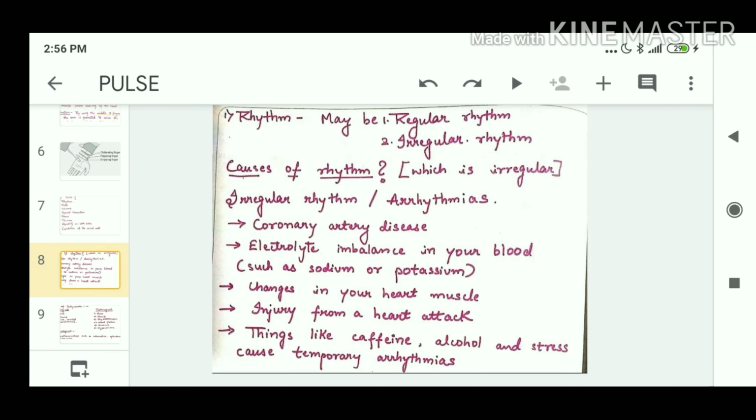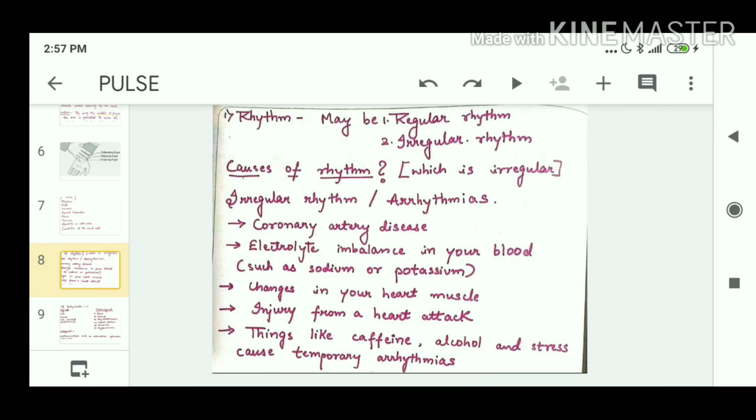The rhythm of a pulse may be regular or irregular. If you examine the pulse of a patient, the first character you will see is the rhythm, and rhythm can be regular or irregular. Now, what are the causes of irregular rhythm? Irregular rhythm is also called arrhythmia, isn't it? Now, what are the causes for it?